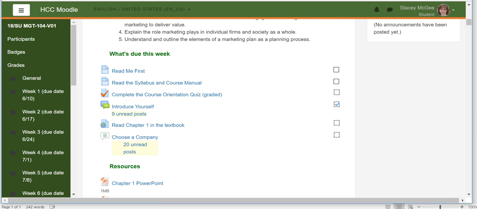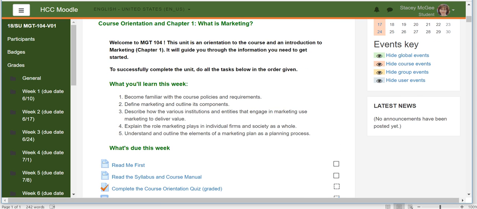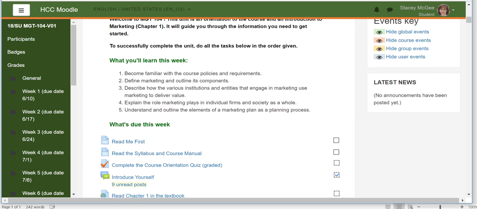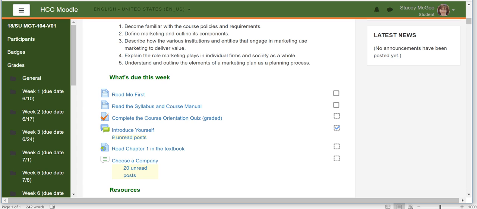Each week has the same kind of setup, what you'll learn that week. So those are the learning objectives for that chapter. Some people read them at the beginning. Some people go back after they've read the chapter and say, did I get these main points or not? And then what's due this week? And you have a little checkbox for each of these.